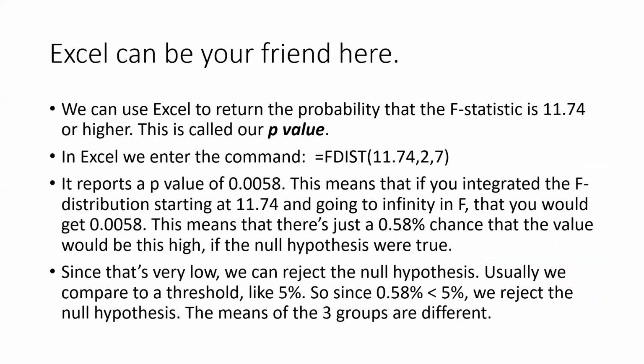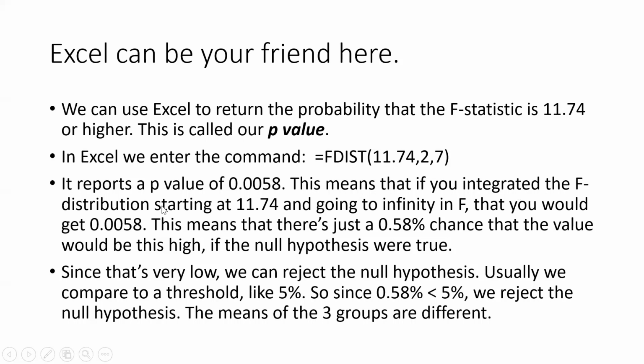Now, this is when you can use software to make things easier for yourself, for example, Excel. You can use Excel to return the probability that the F statistic is 11.74 or higher, called the p-value. In Excel, you would enter the command FDIST 11.74, 2, 7. So remember, 2 is your numerator degree of freedom, 7 is your denominator degree of freedom, and 11.74 was what we calculated for F. That is going to return a p-value of 0.0058.